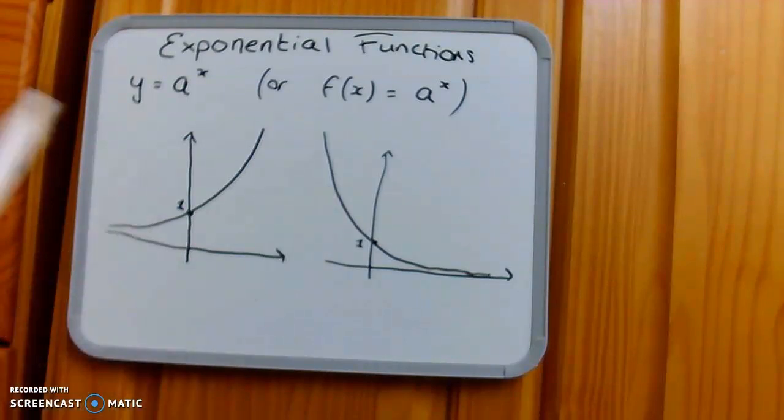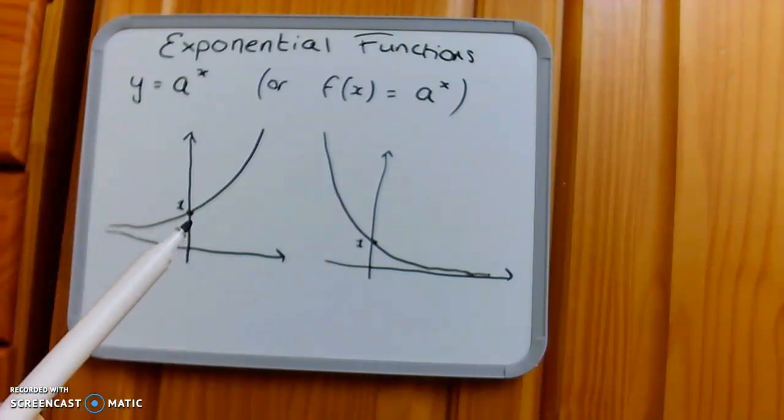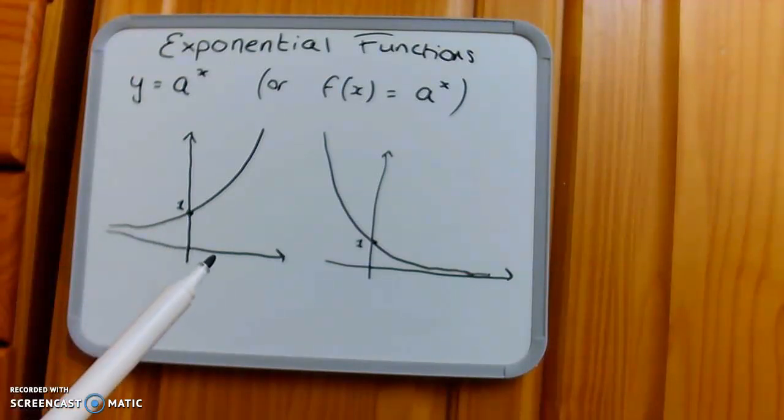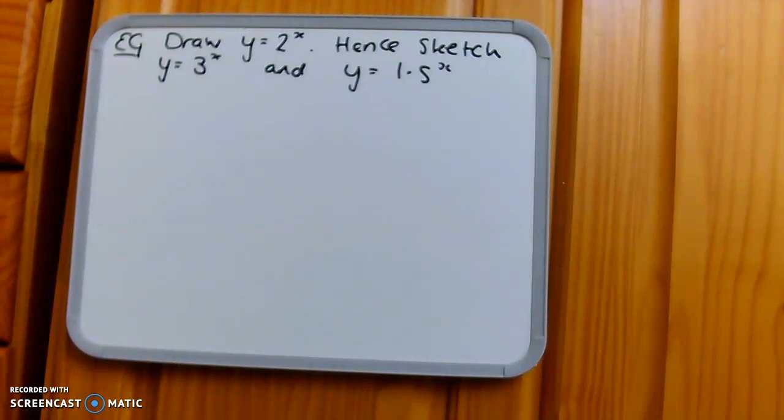Okay, now at GCSE you did draw these using a table of values. So we're going to start there and then see how we can go about sketching these knowing certain facts. Okay, so we're going to do 3 examples. Here's the first one. So it says draw y equals 2 to the power of x, hence sketch y equals 3 to the power of x and y equals 1.5 to the power of x.